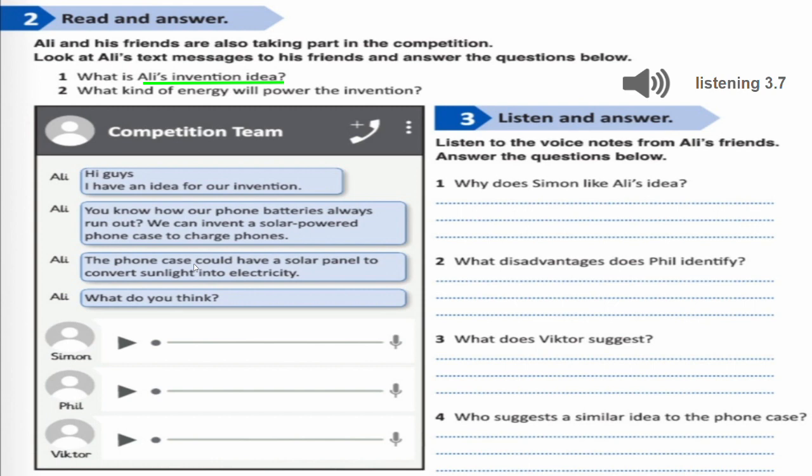Hi guys, I have an idea for our invention. You know how our phone batteries always run out. We can invent a solar-powered phone case to charge phones.